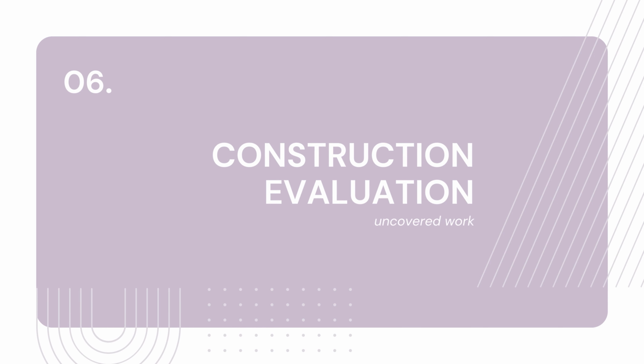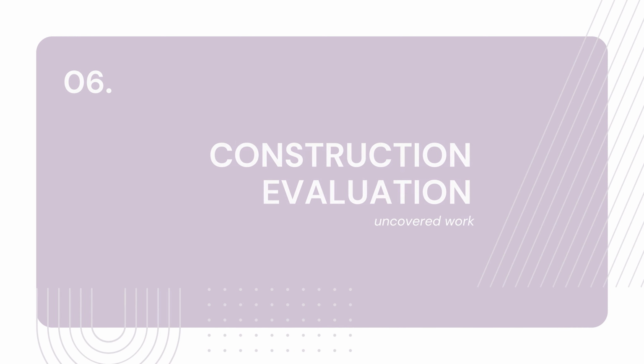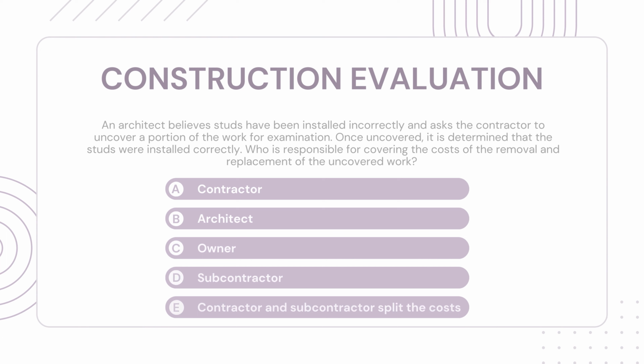For construction evaluation, our question is, an architect believes studs have been installed incorrectly and asks the contractor to uncover a portion of the work for examination. Once uncovered, it is determined that the studs were installed correctly. Who is responsible for covering the cost of the removal and replacement of the uncovered work? The contractor, the architect, the owner, the subcontractor, or the contractor and the subcontractor split the costs.